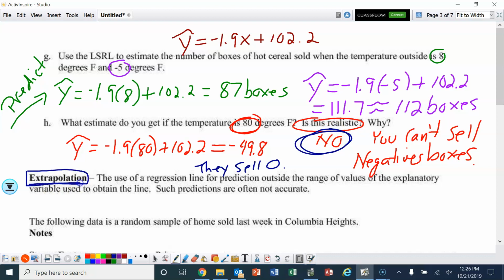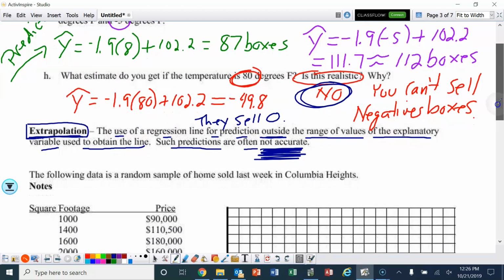extrapolation. Okay? This is a term you need to know. The use of a regression line for predicting outside the range of values of the explanatory variable used to obtain the line. Such predictions are often not accurate. Obviously, we cannot sell negative boxes of cereal. All right.